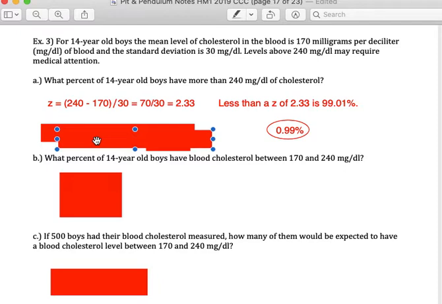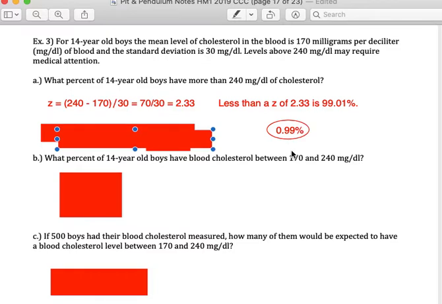So then question B is, what percentage of 14-year-old boys have a cholesterol between 170 and 240? What would be our method of attack here? What do we want to do? Well, the z-score for 170 and then find the percents and subtract them. Good. So we technically need a z-score for 170 and a z-score for 240.